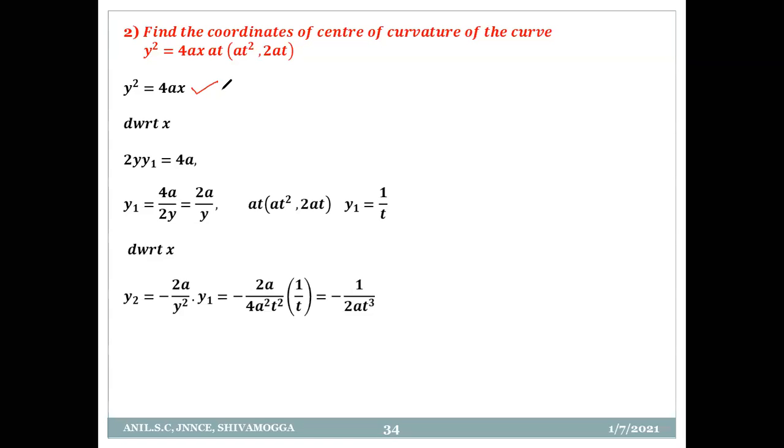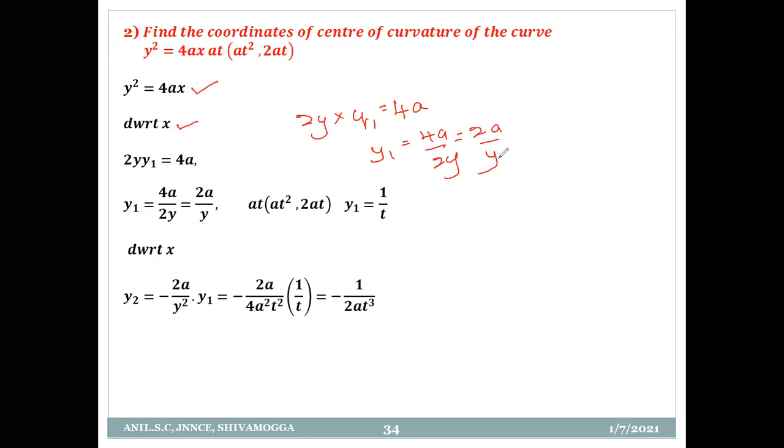First we find y1 and y2. Differentiate with respect to x. Derivative of y square is 2y, and the derivative of y is y1. This is equal to 4a, a constant, keep it as it is, and derivative of x with respect to x is 1. Therefore, y1 is equal to 4a divided by 2y, which can be written as 2a divided by y.